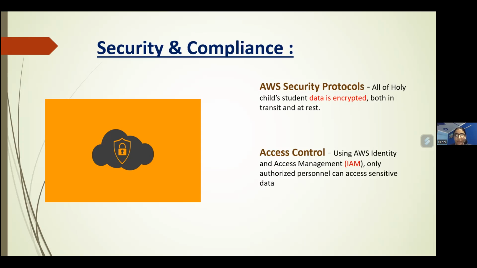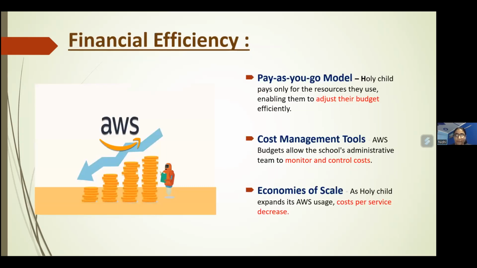So through this, we can secure our data in a more productive manner as compared to on the registers. Now, financial efficiency. Earlier, if AWS was not there, the principal or the school had to spend a lot on their cost. But because the AWS pay-as-you-go model was introduced, if you are using the service of AWS, you have to pay for that. Let me just explain you with an example.